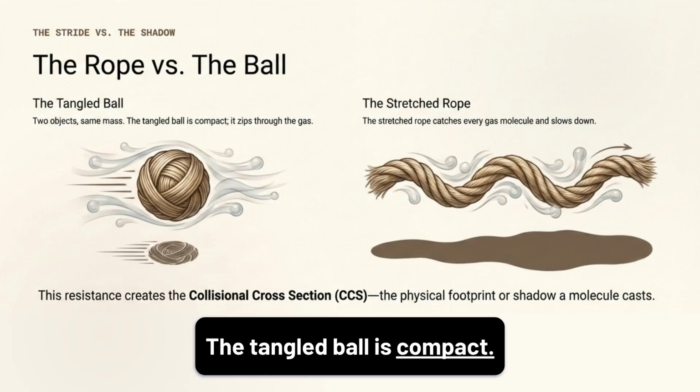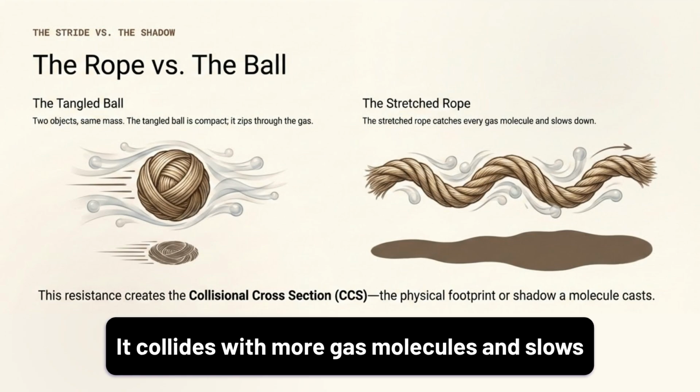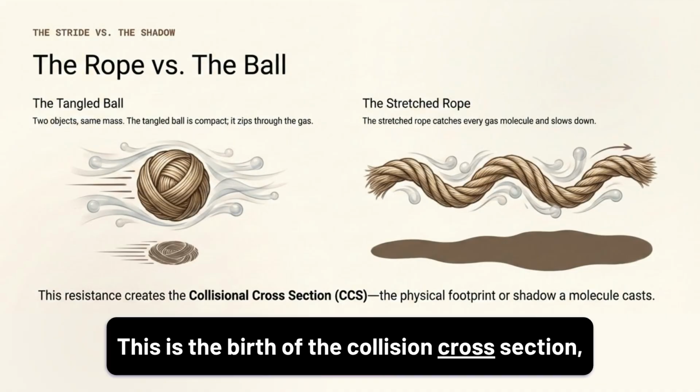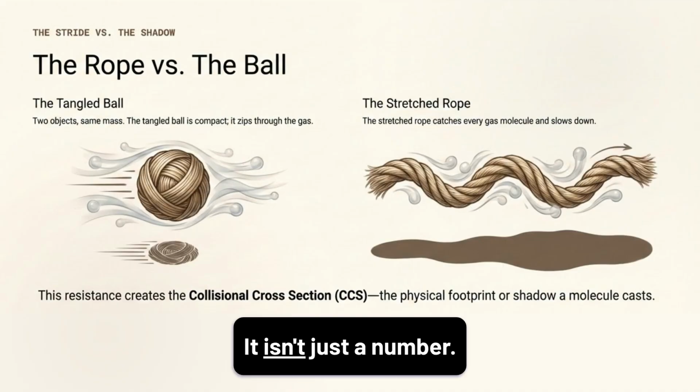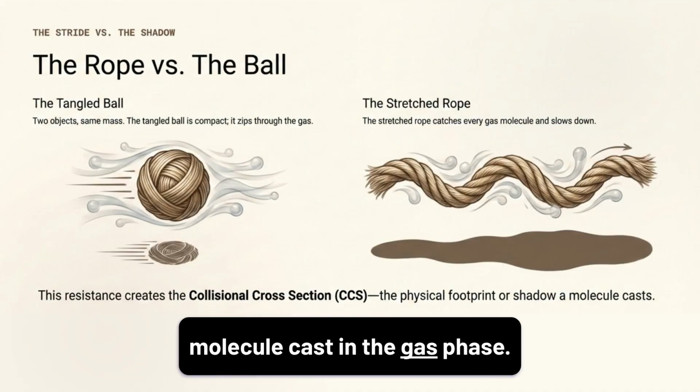The tangled ball is compact. It zips through the gas. The stretched rope has more surface area. It collides with more gas molecules and slows down. This resistance is what we measure. This is the birth of the collisional cross section, CCS. It isn't just a number. It is the physical shadow or the footprint your molecule casts in the gas phase.